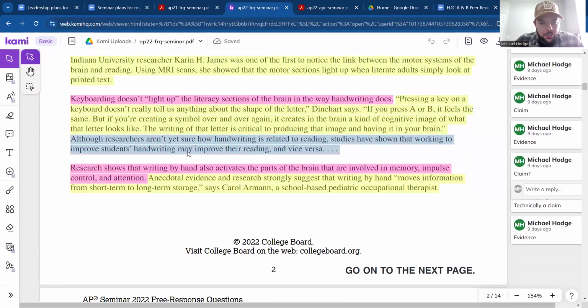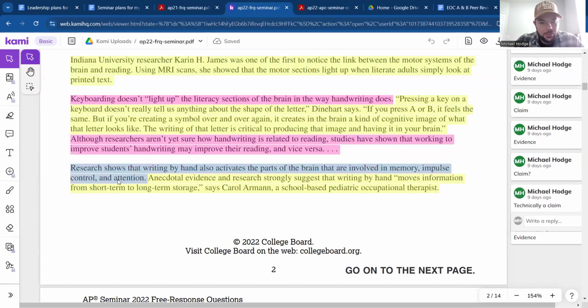And then we come down here, right? If we have this marked off, might as well look through this. Although researchers aren't sure how handwriting is related to reading, studies have shown that working to improve students' handwriting may improve their reading and vice versa. That's a claim. Mr. Hodge, it says studies say. Guess what? Studies have shown, it's not a fact yet, right? Studies have shown could be a claim. Why could it be a claim? Because it's just saying studies have shown. It hasn't given you the study or anything like that.